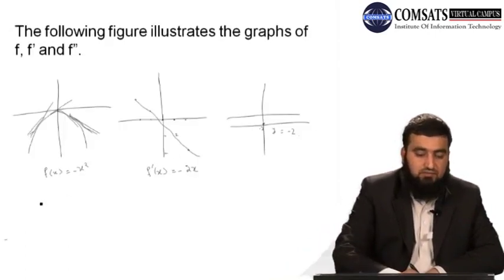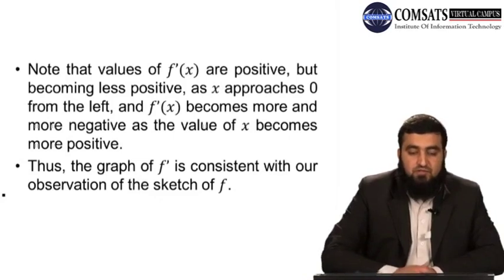So we also note that the values of f prime of x are positive but becoming less positive as x approaches 0 from the left, and f prime of x becomes more and more negative as the value of x becomes more and more positive. So thus the graph of f prime is consistent with our observation of the sketch of f.